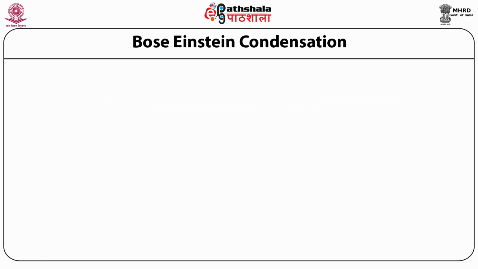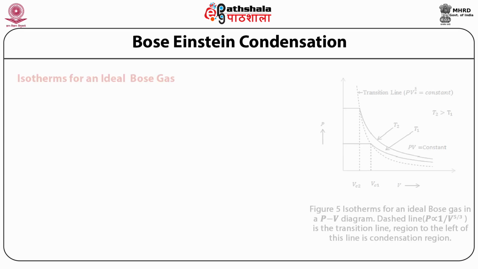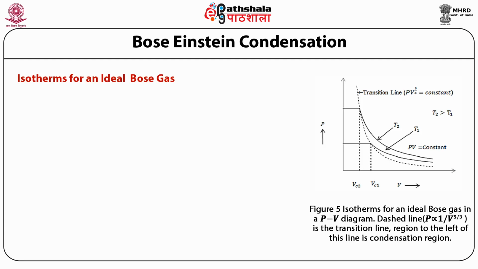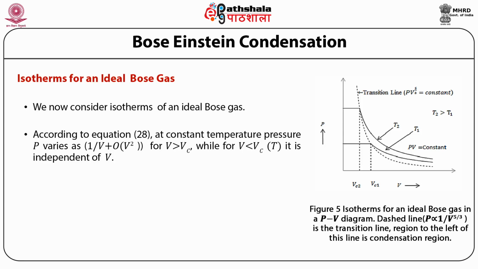It will be interesting to look at isotherms for an ideal Bose gas. We now consider isotherms of an ideal Bose gas. According to equation 28, at constant temperature, pressure P varies as 1/V plus terms of the order of 1/V squared for V greater than Vc, while for V less than Vc, it is independent of V. The isotherms are plotted in figure 5 below.